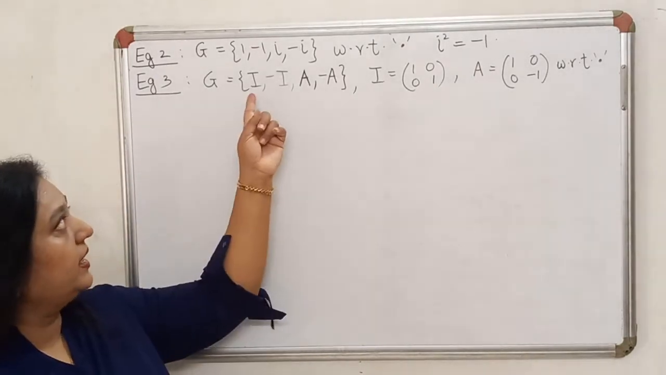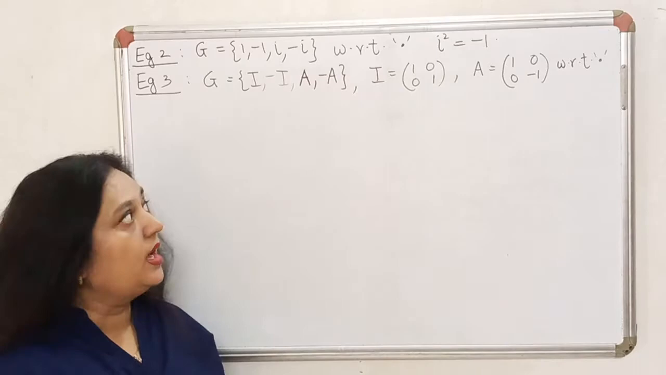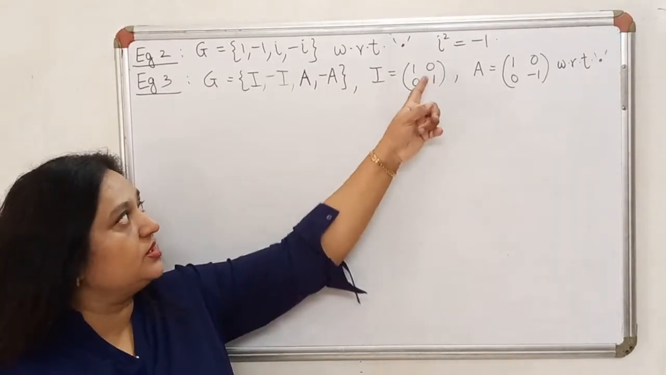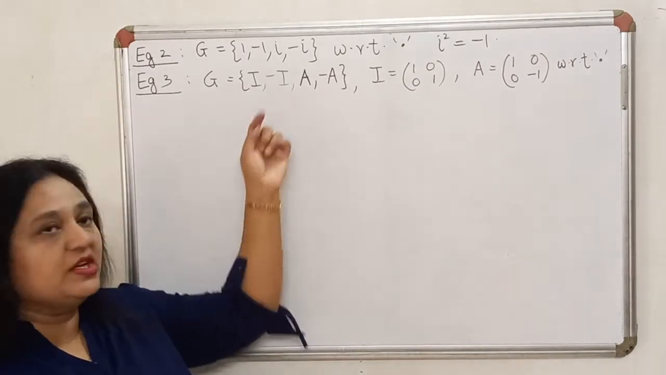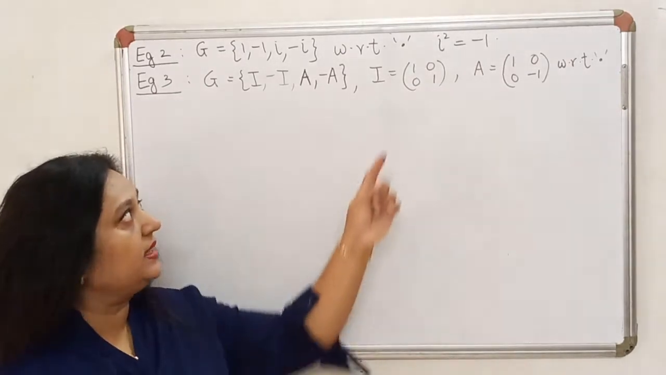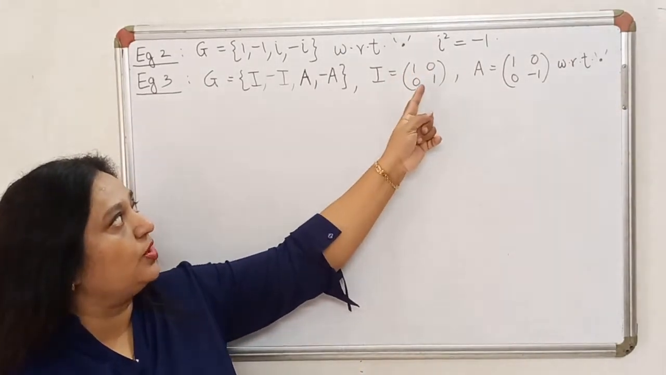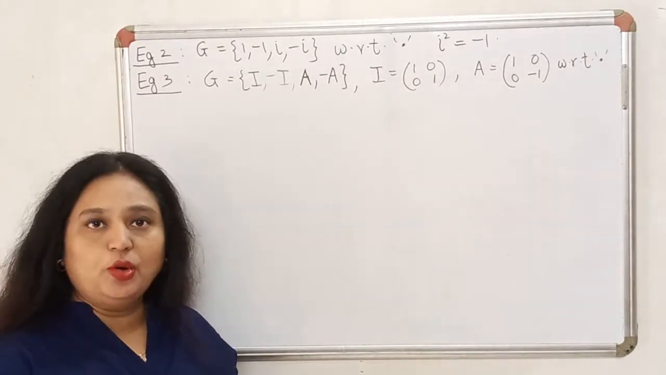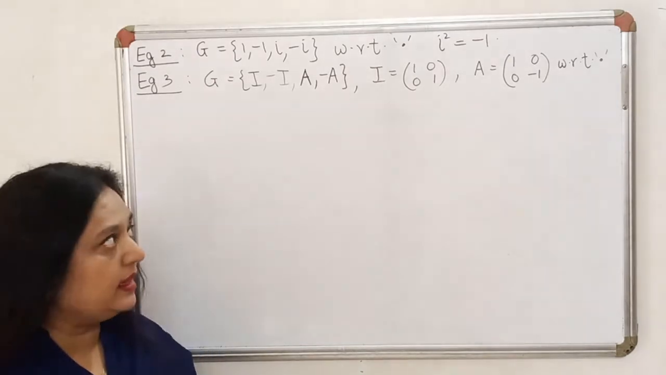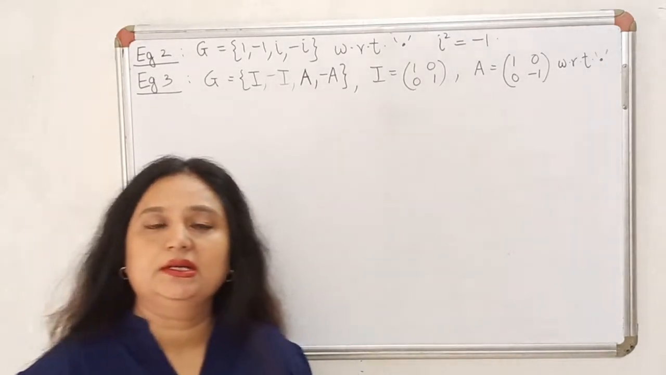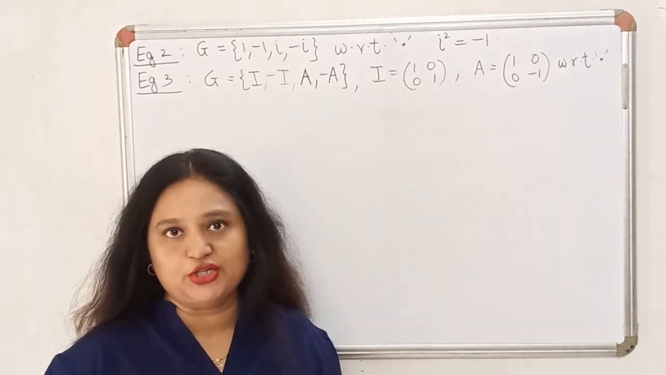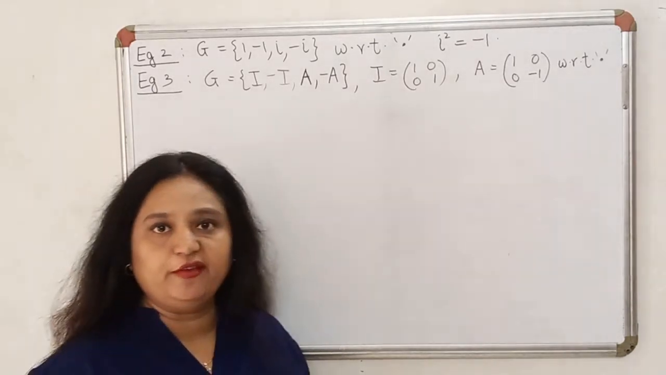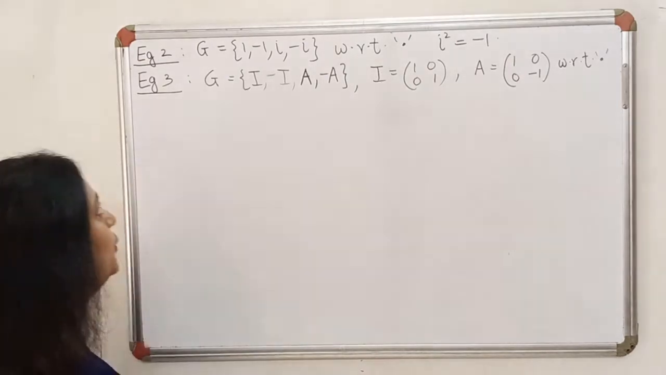Here I have taken 4 matrices. I is the identity matrix of order 2. So it's 1, 0, 0, 1, and therefore it's obvious what is minus I. Minus I will be minus 1, 0, 0, minus 1. Also the matrix A is given, so you know what is minus A, and in this example the dot stands for matrix multiplication. So let us show that this is a group and we will also verify whether it is an abelian group.